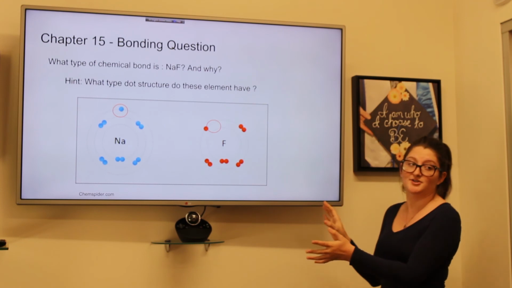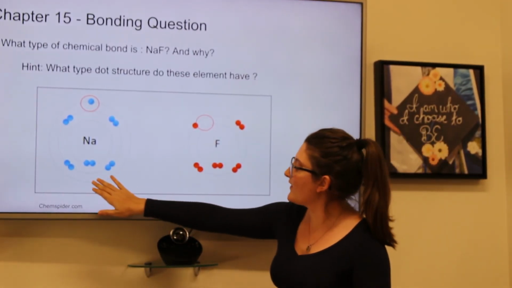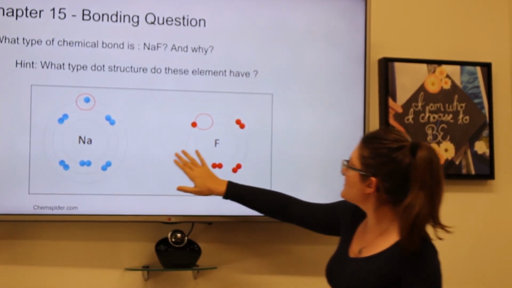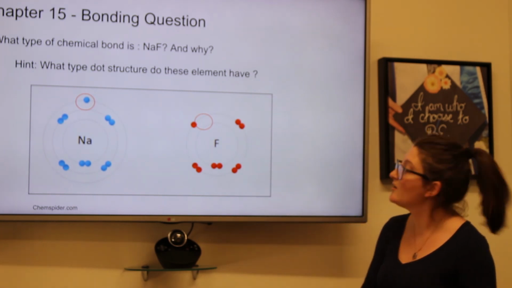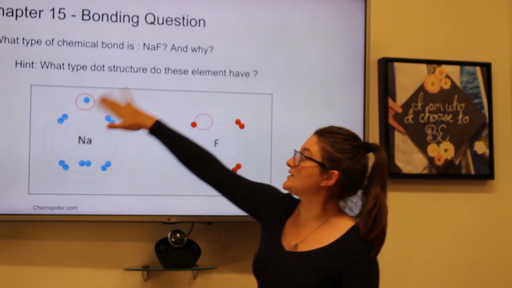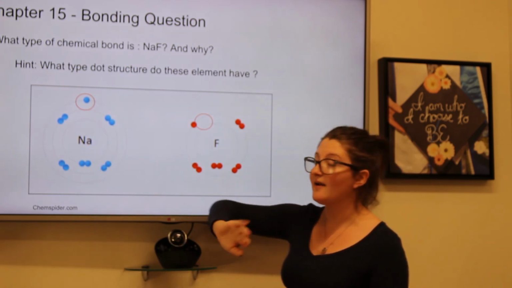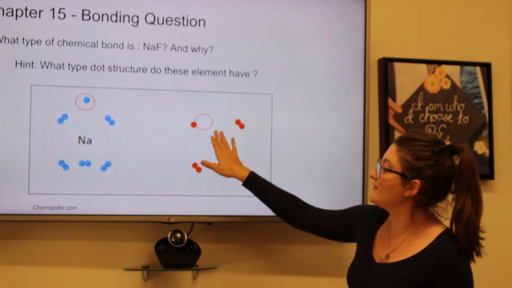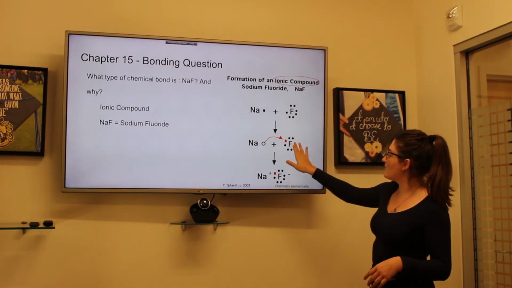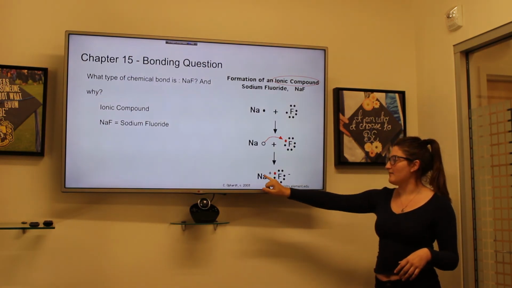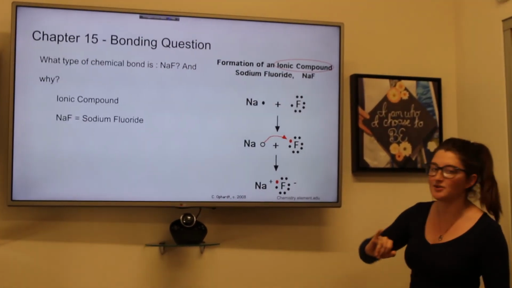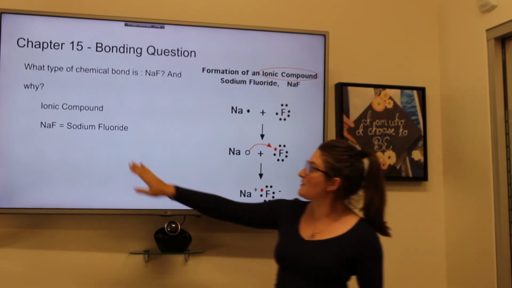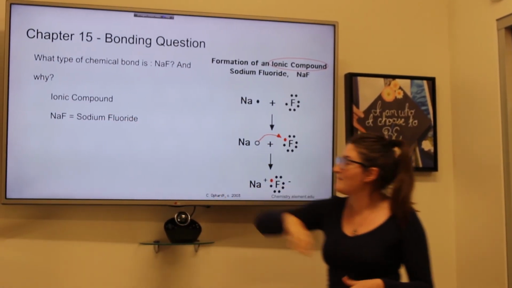So let's look at their dot structures. Here we see in the valence shell one extra electron that it would love to get rid of. And here we see it would like to gain one. So this one is highly susceptible to losing this electron, so it could become an ion. And this one is highly susceptible to gaining an electron, so it would also become an ion. So now that they have lost and gained electrons, it's easier for them to have a positive and negative charge. So it would become an ionic compound drawn together by their charges. This would be sodium fluoride, and it would be the ionic compound.